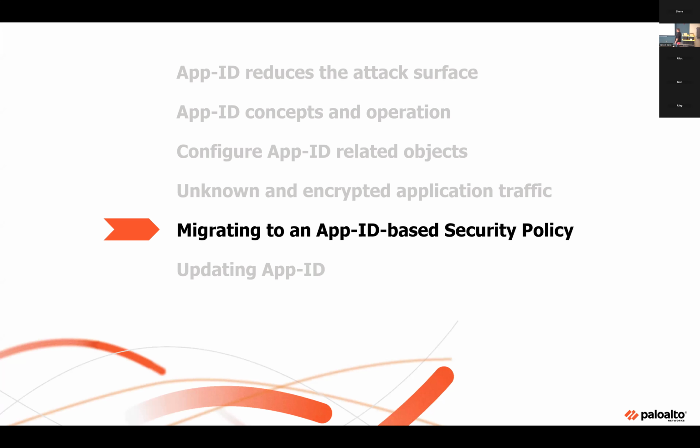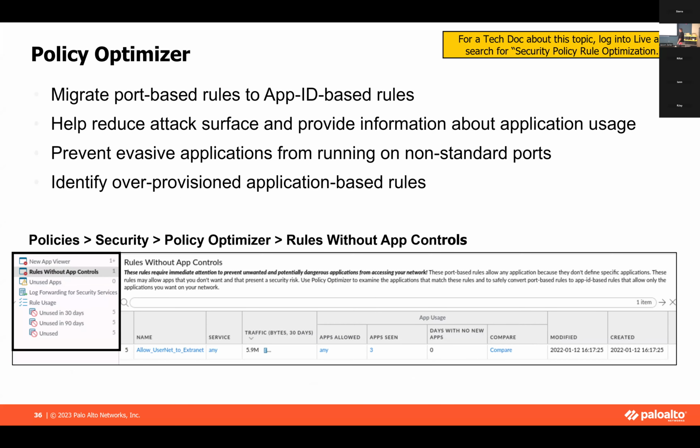All right. So we have a bunch of standard security policies blocking ports. We want to migrate to app ID based ports. We're going to do that with the purpose of reducing our attack surface and providing information about application usage. It also helps us get like, what are the top 10 things going across our network, where otherwise you're like, I don't know. You should probably know that if you guys are the network engineers. All right. And even more if you are the security side. So prevent evasion applications from running on non-standard ports and identify over-provisioned application-based rules.